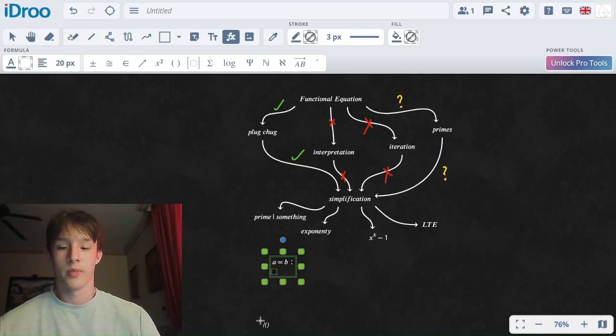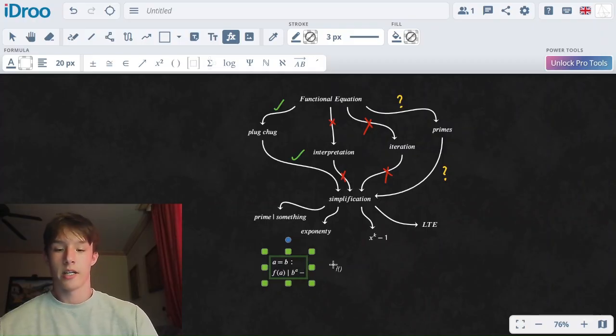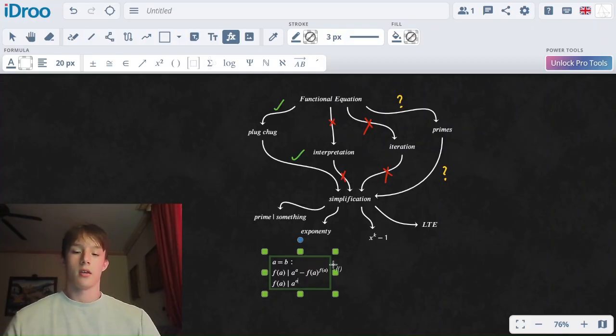And what a equals b gives us is f of a divides b to the power of a minus f of b. So a equals b, so a to the power of a minus f of a to the power of a. And we see that it simplifies nicely. So f of a divides a to the power of a.